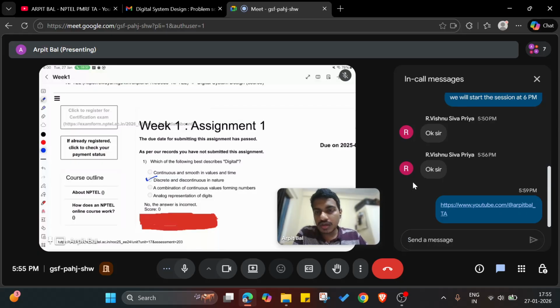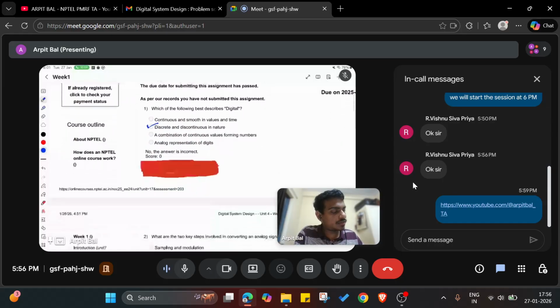It is definitely not continuous and smooth in values and time. So option 1 is wrong. Option 3 is wrong because it is not a combination of continuous values forming numbers. And option 4 is wrong because it is not an analog representation of digits, right? When we say it is an analog signal, it is basically a continuous form of signal, and it is not discretized in values, right? So option B is the correct answer for question number 1.